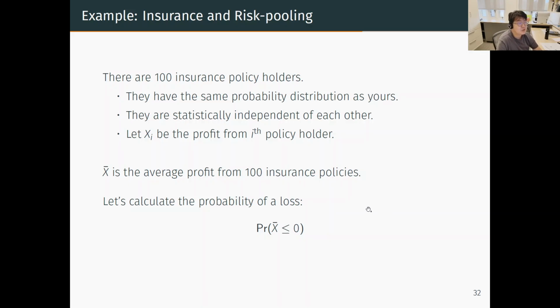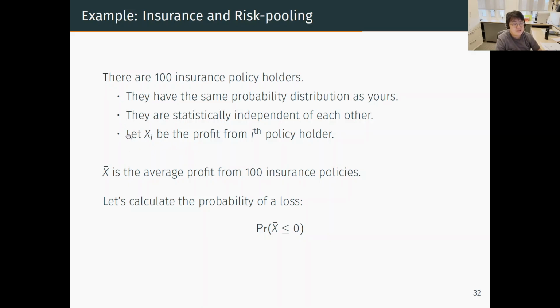I am going to think about a large number, 100. There are 100 insurance policy holders like you. So you and your friends and other people buy the same car insurance policy from the same company. Simply suppose that everyone has the same probability distribution, right? So 10% accident probability and a $3,000 reimbursement when an accident happens. And also assume that they are statistically independent, okay?